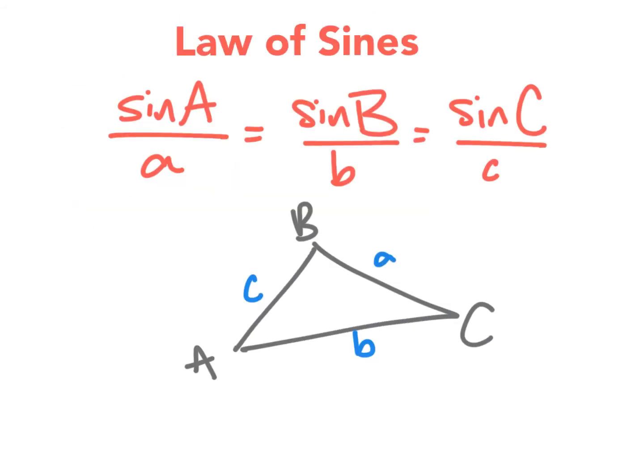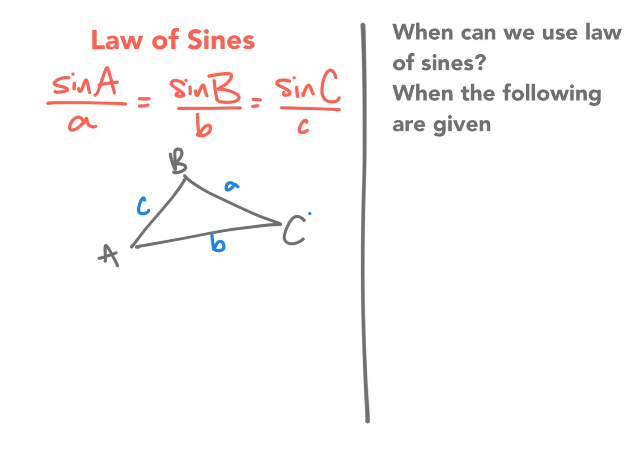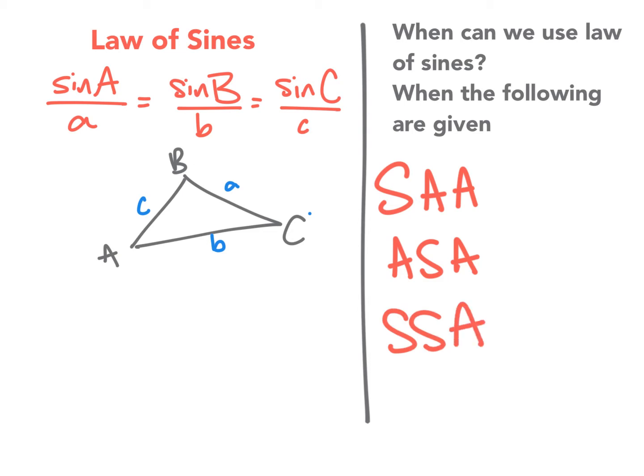Well, one law that we can use for certain triangles is the law of sines. It says that sine A over a equals sine B over b equals sine C over c. These are the angles and these are their sides. All right, so we can use the law of sines whenever the following are given. If we have a triangle where we know angle angle side, or angle side angle, we can even use law of sines for side side angle, but we've got to be careful with this one because we can have an ambiguous case. So let's see examples of these.